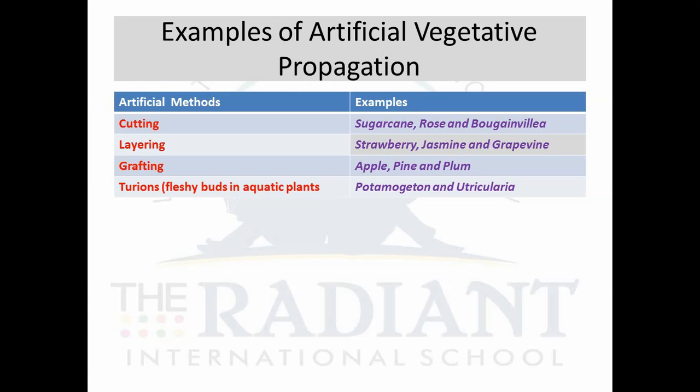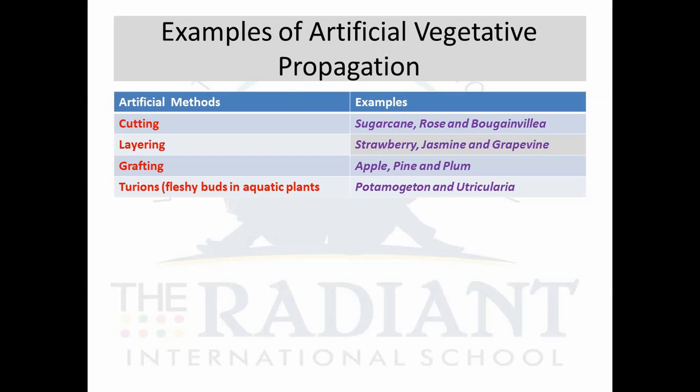The layering occurs in strawberry, jasmine, and grapevine. Now what is layering actually? In layering, without cutting a plant body or any part of the plant body, we just induce the development of roots on any branch by spraying artificial auxins and gibberellins, so that once the roots are developed on the branch we cut that and plant it into the soil. So this kind of artificial vegetative propagation is called layering.